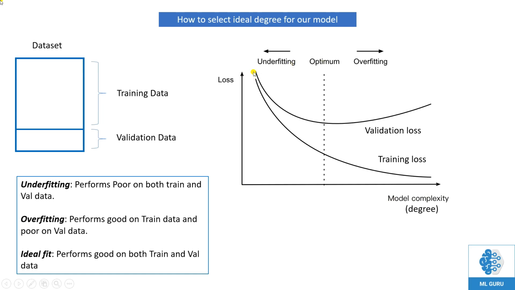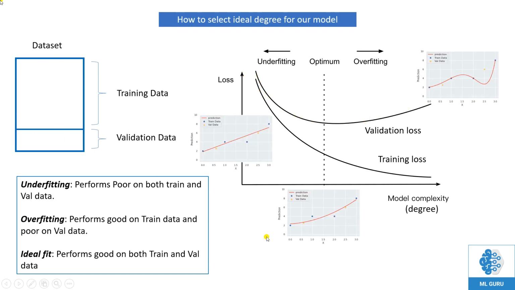Now if we look at this graph, we have two curves. The first curve here is the training loss, which is plotted for the training data. This is the loss calculated for the training data after I have fitted the model on a particular degree. And the second curve is my validation loss, which is the mean squared error for the validation data.